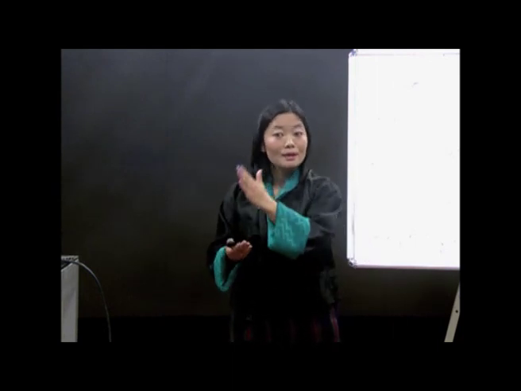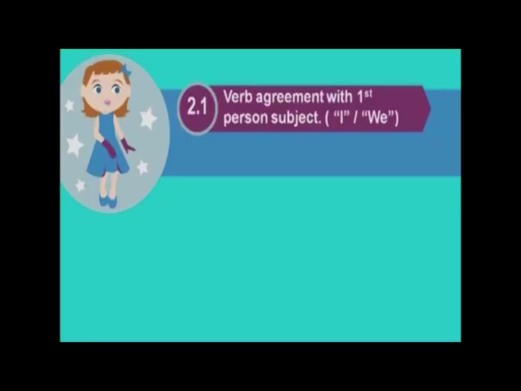Now, hereafter, we are going to look at verb agreement with each person. First, let's look at verb agreement with first person subject. What are first person subjects? I in singular and we in plural form. Now, with first person, be it singular subject I or plural subject we, both will carry a plural verb.